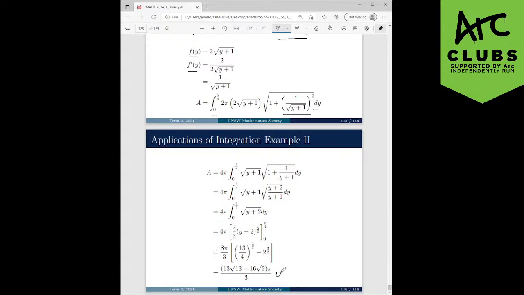I do advise putting on that unit squared, just to make sure you have the units for surface area. And I have sped run the integration. Sorry about that. That is the end of that.